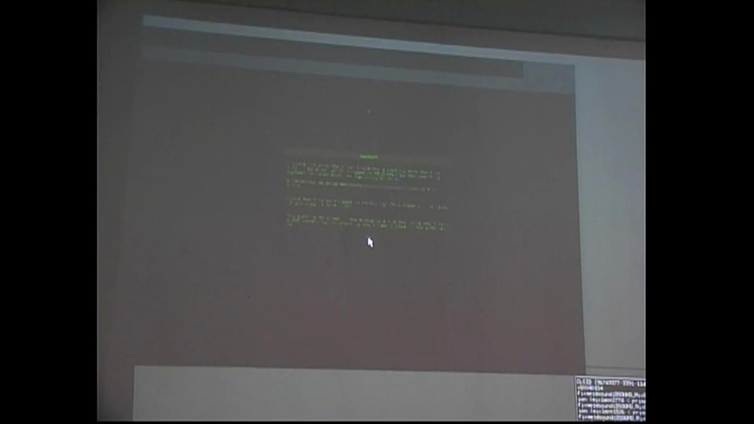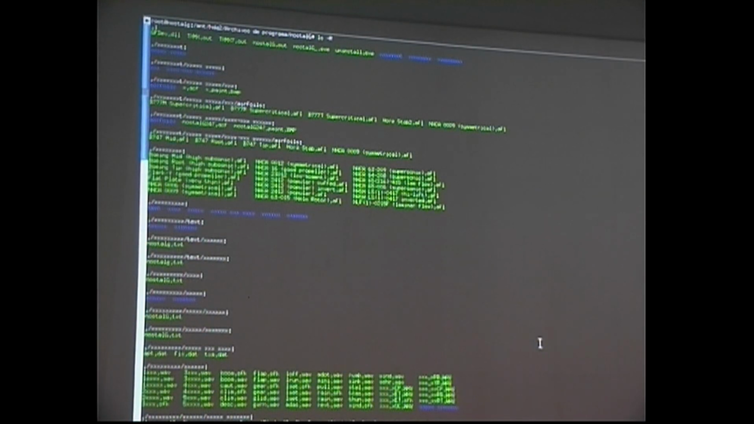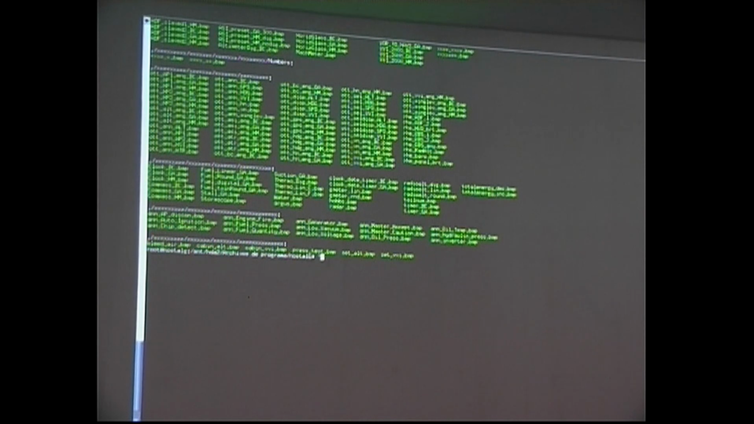So if we look at the structure of the program, which is this one, we see that all the names of the folders are totally modified, and also most of the files that compose the program are also modified.